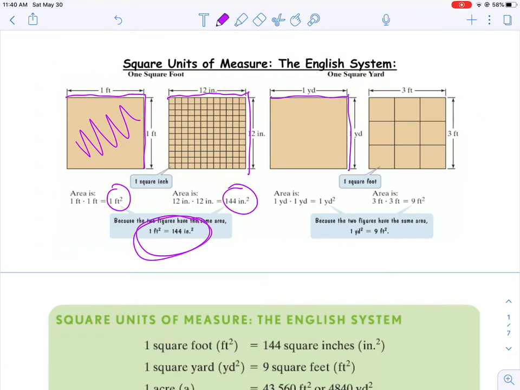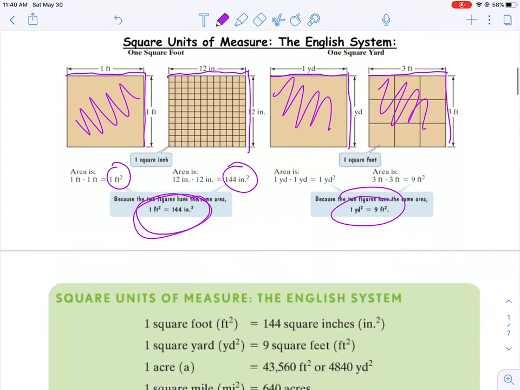Same idea with yards and feet. If this is 1 yard by 1 yard, the area here would be 1 yard squared. But if it is 3 feet by 3 feet, then the area is really 9 square feet. So what that means is that for every 1 square yard, there's really 9 square feet. Make sure you know those unit conversions because it'll help as we go through some of these problems.